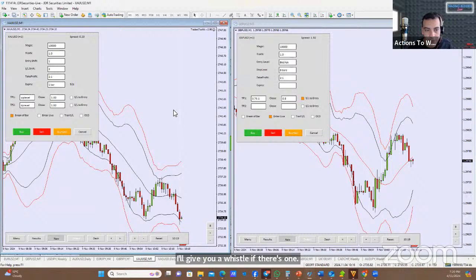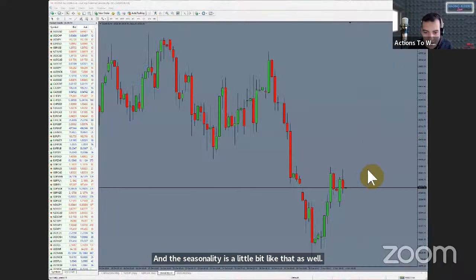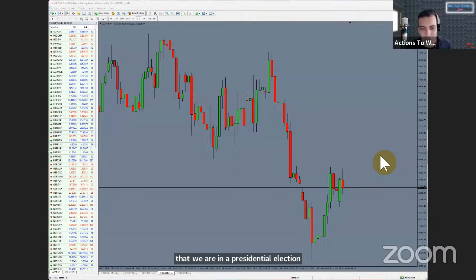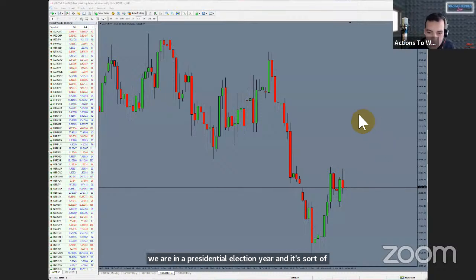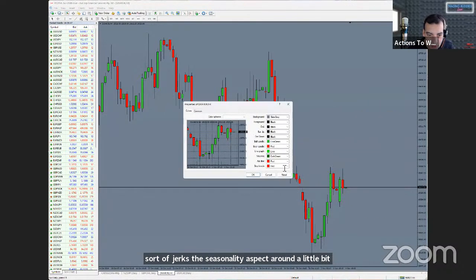Thank you, mate. Okay, so looking at this, the COT data won't tell us anything about setups or when we should trade necessarily. It's a general kind of idea, and the seasonality is a little bit like that as well. The difficult thing with seasonality is that we are in a presidential election year, and it jerks the seasonality aspect around a little bit, so it's maybe not quite as significant. But let's look at the COT data.